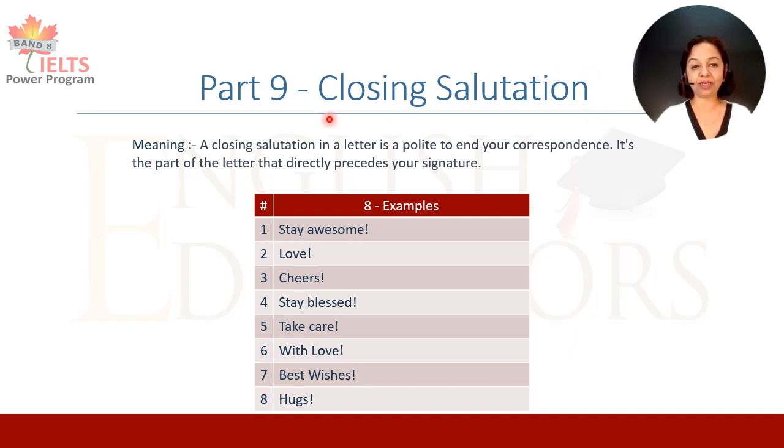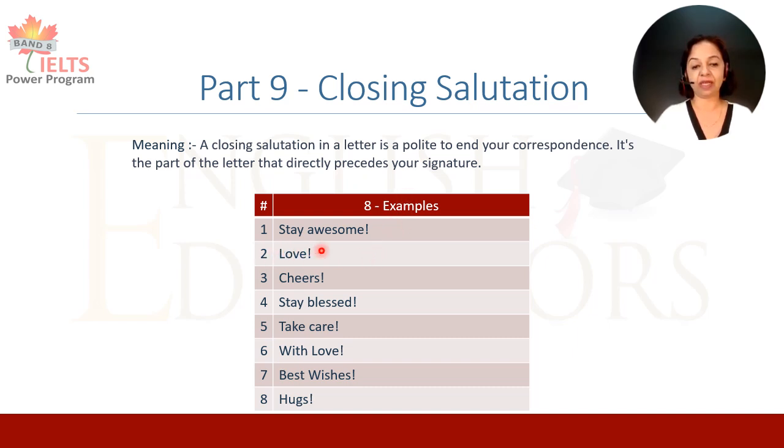Here we are at part 9, which is the closing salutation. Before you write your sign at the end of the letter, there is something called the closing salutation. A closing salutation in a letter is a polite way to end your correspondence. It is the part of the letter that directly precedes your signature. So before the signature, the closing salutation comes. There are 8 examples of closing salutation mentioned on this slide, and you can use any one of them depending on what you feel is right for the question that is being asked.